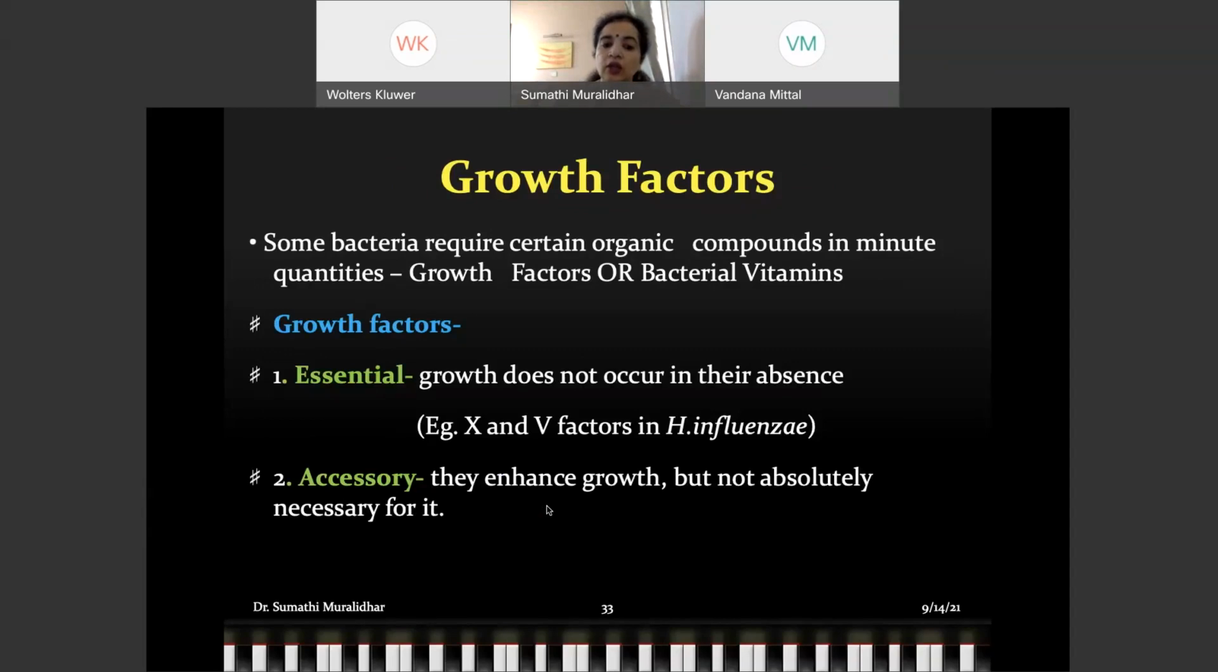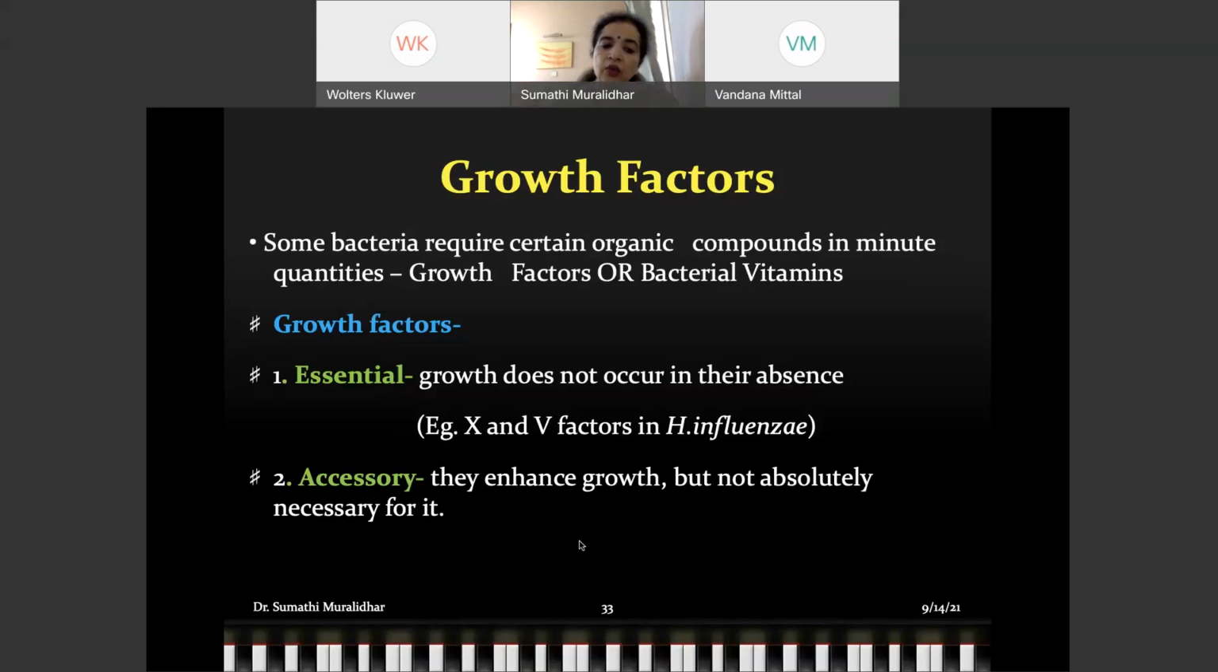If it is essential, the bacteria will not grow unless you provide that growth factor. An example here is the X and V factors in Haemophilus influenzae. Here, I just want to caution you all that this is X and V factor. Please don't say this is Roman numeral 10 and 5. It's not 10 and 5, it's X and V factors. I find many of the students in the exams writing it as 10 and 5. So X and V factors are required by Haemophilus influenzae, which is one of the bacteria, and these are essential growth factors.